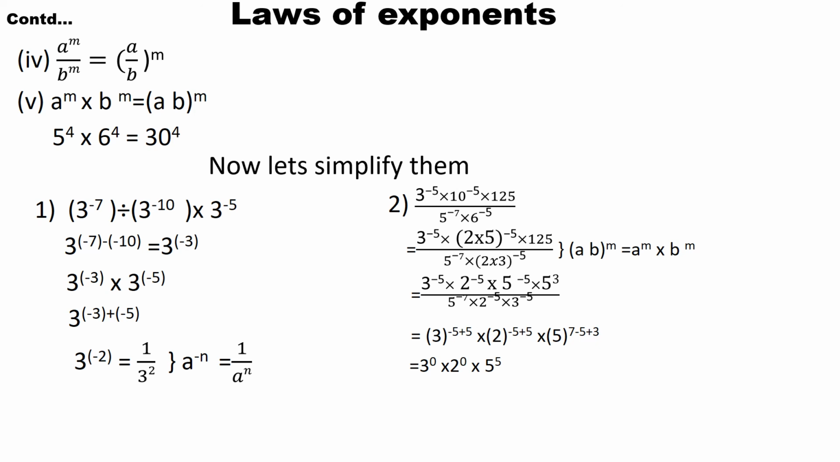Now we are following the formula a^0 is equal to 1, right? Here 3^0 is equal to 1 into 2^0 is equal to 1 into 5^5. Totally we get 5^5. So we have done these sums.